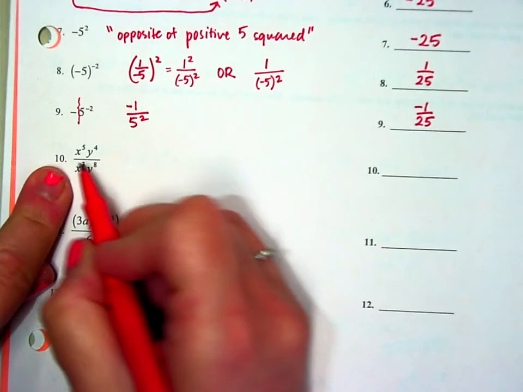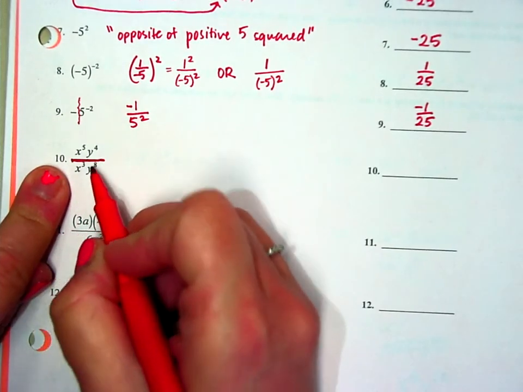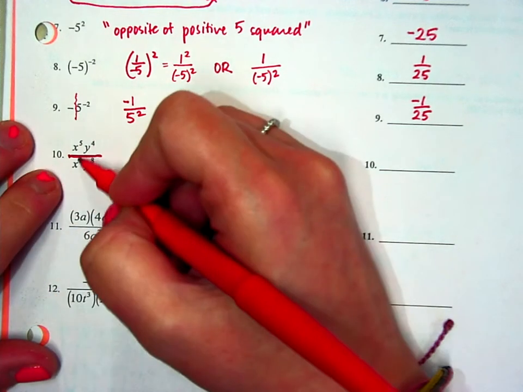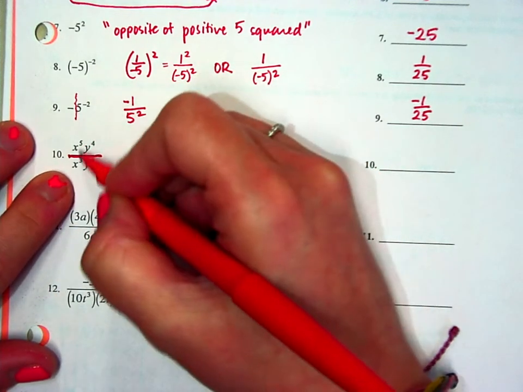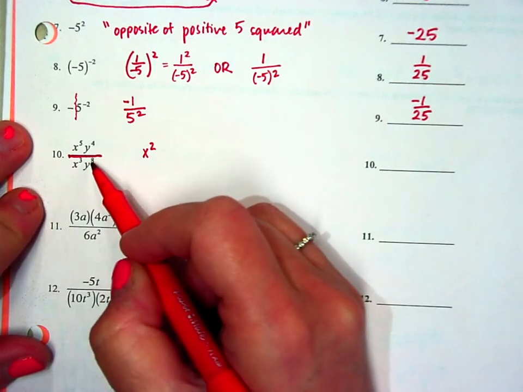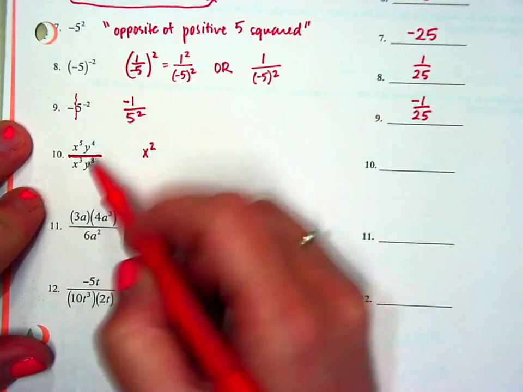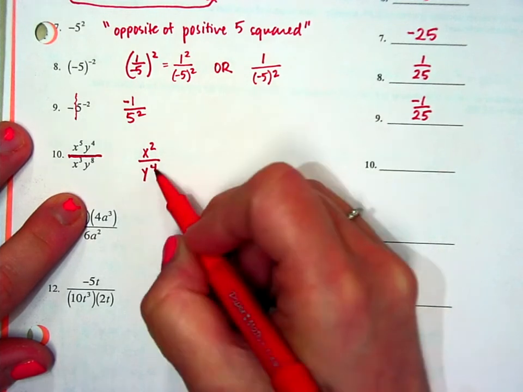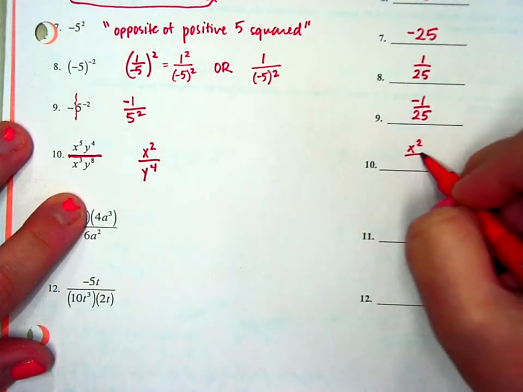10, we see this division sign, right? So we're going to go ahead and divide by subtracting exponents. So the bigger number's on top here. So I have x to the 5 minus 3, so I have x squared. And then since the power of 8 on the y is in the denominator, I'm going to subtract 8 minus 4, and I'm going to put that in the denominator here. So your answer is x squared over y to the 4th.